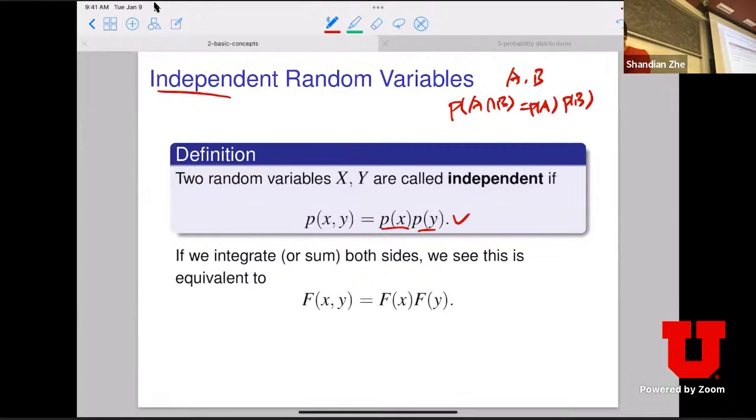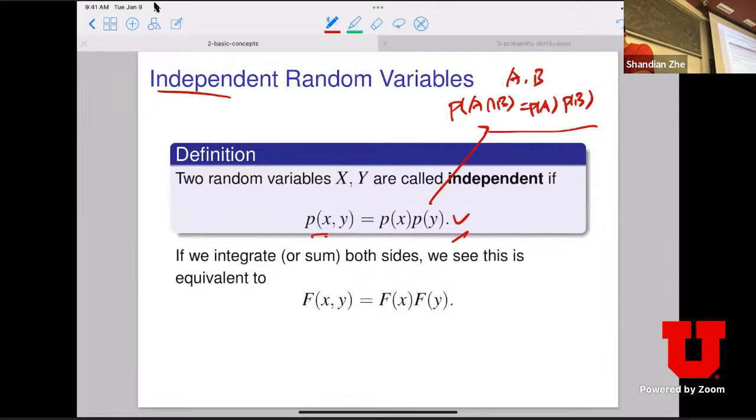So it actually has the identical form as when we talk about events, right? But their underlying meanings are different. So just pay attention to this slight difference. If you want to show this is a theorem, you need to prove that. This is a definition. This is a theorem. It's not very straightforward to prove this.